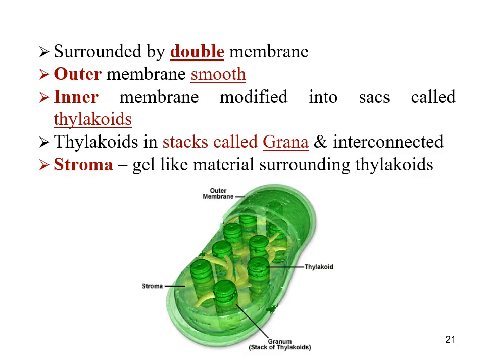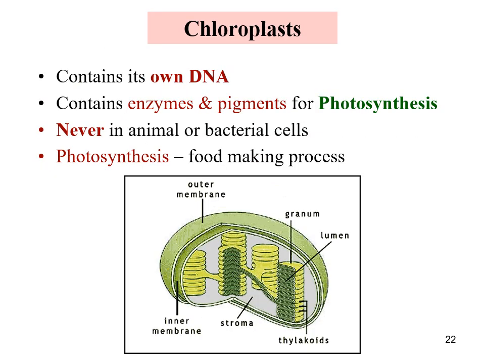Chloroplasts are surrounded by a double membrane, with the outer membrane being smooth. The inner membrane is modified into sacs called thylakoids, which are often arranged in stacks called grana and are interconnected. The gel-like material surrounding the thylakoids is called the stroma. Similar to mitochondria, chloroplasts contain their own DNA and also contain enzymes and pigments for photosynthesis. They are never found in animal or bacterial cells.